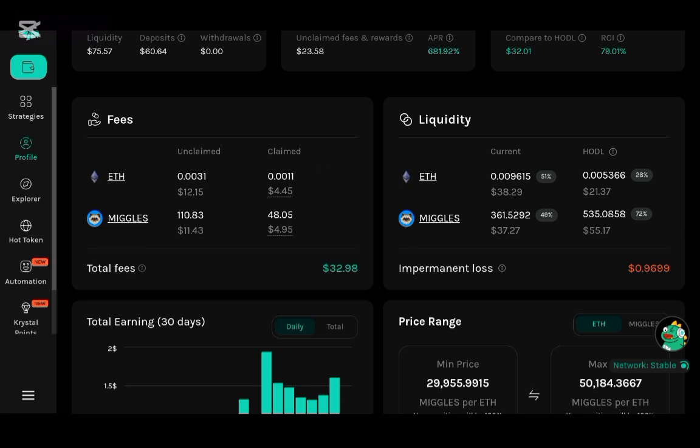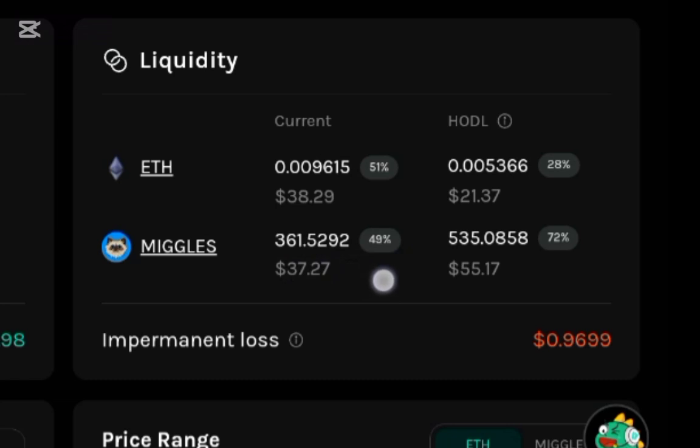And in the long term, or even in the short term, the end goal is that the fees you generate outweigh the potential cost of impermanent loss. Because right now, if I would close my position, yes, I would have this amount of Miggles, which is much less than when I started. I started with 535. Now we're down to 361. So I started with 72% of my position being composed of Miggles, and now it's only 49.